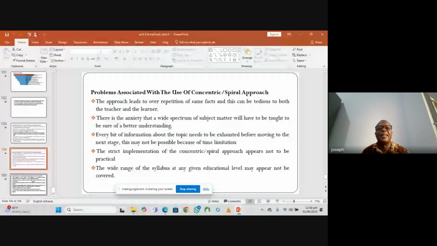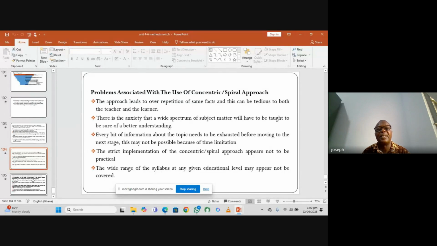There is the anxiety that a wide spectrum of subject matter will have to be taught to be sure of a better understanding before they move to the next level. Every bit of information about a topic needs to be exhausted before moving to the next stage. This may not be possible because of the time limitation. And most of the syllabus, we can't complete them before they move to the next level. That's why that gap will be created, and maybe we'll be able to fill it in the next level.